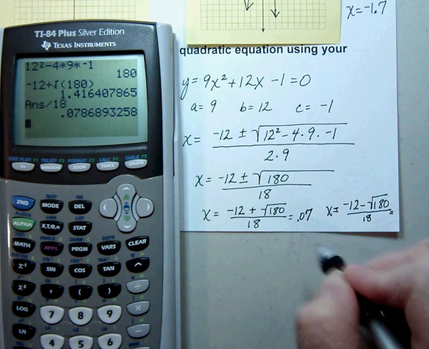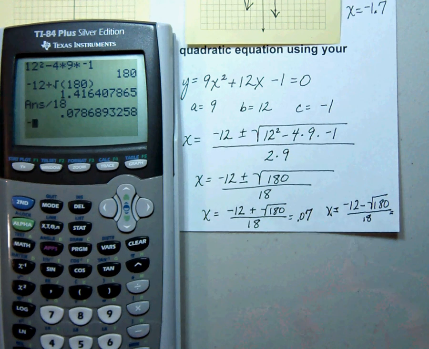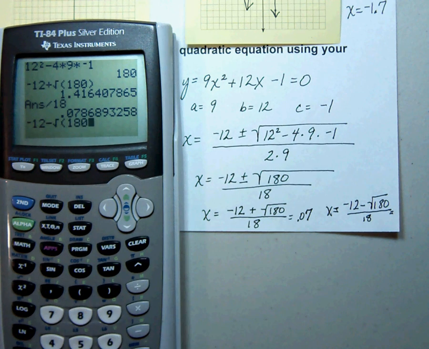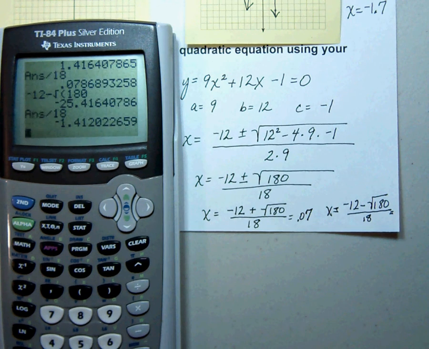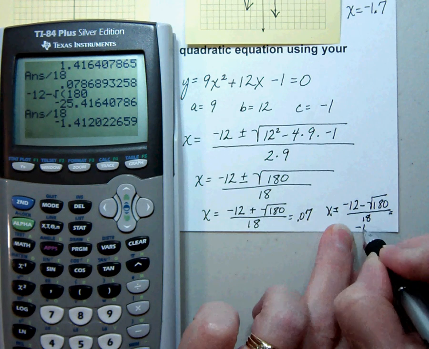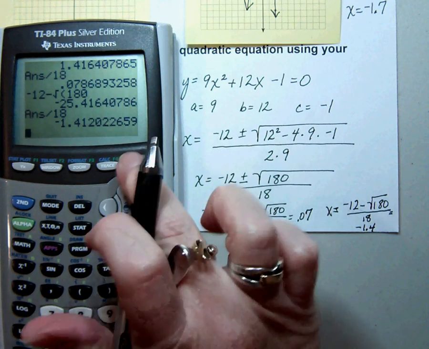We'll check that in the calculator on the graph in just a second. Let's try the next one. Negative 12 minus the square root of 180. And go ahead and push enter, remember, before you divide by 18. Your other answer here is negative 1.4. Okay, let's check those. Let's go back to our graph.